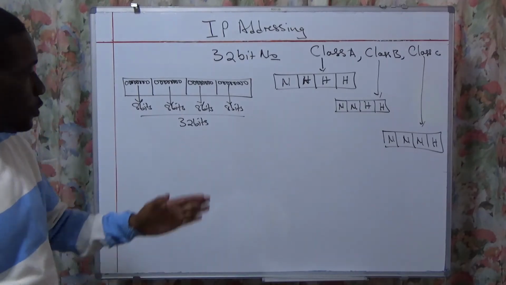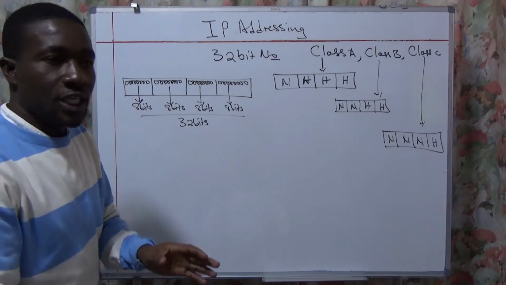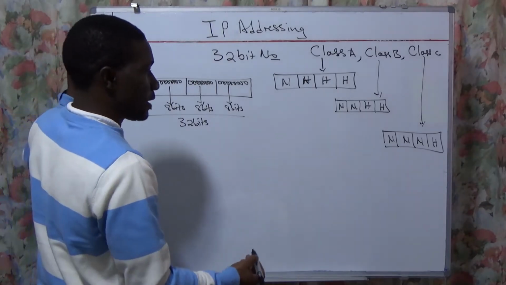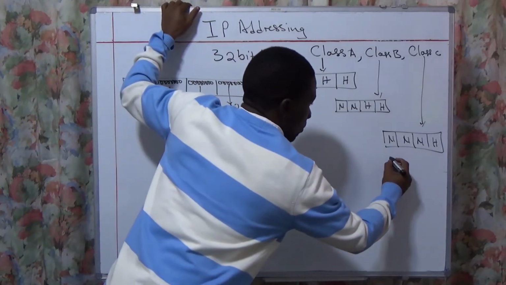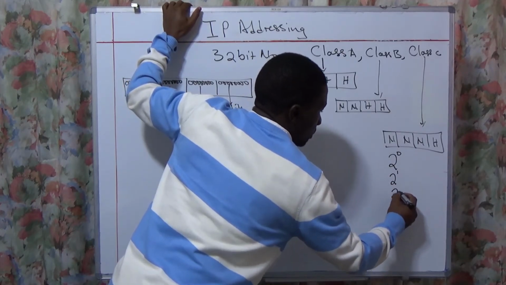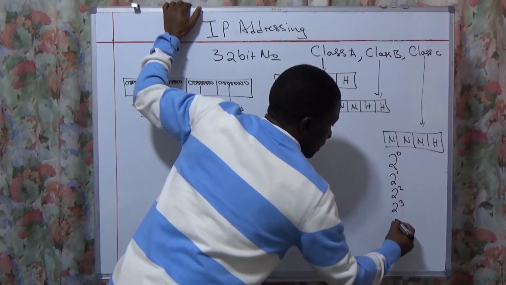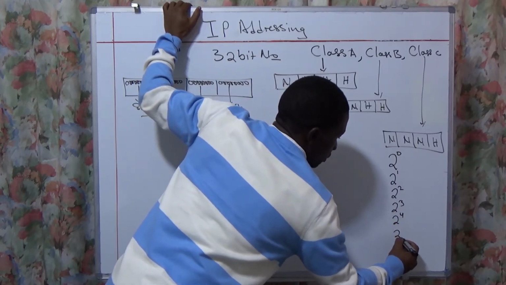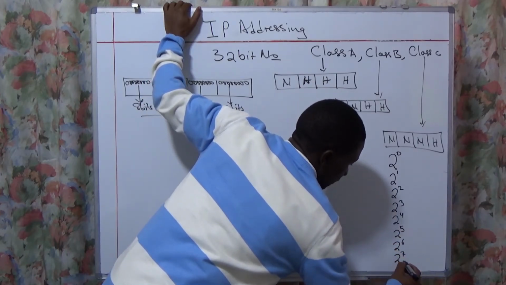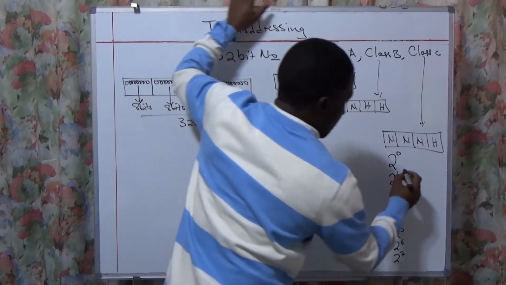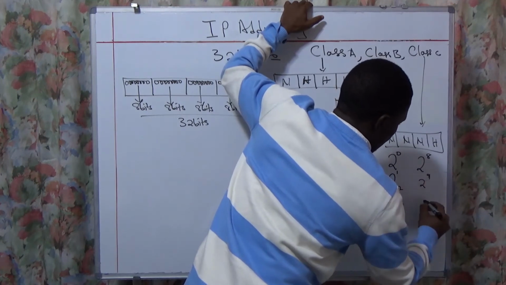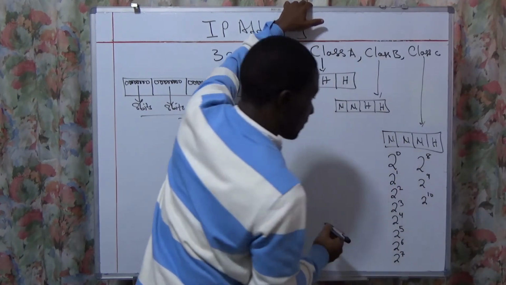And for that matter, we are going to do some small computation that can help us recall binary. For example, what is 2 to the power 0, 2 to the power 1, 2 to the power 2, 2 to the power 3, 2 to the power 4, 2 to the power 5, 2 to the power 6, 2 to the power 7, 2 to the power 8, 2 to the power 9, and 2 to the power 10.